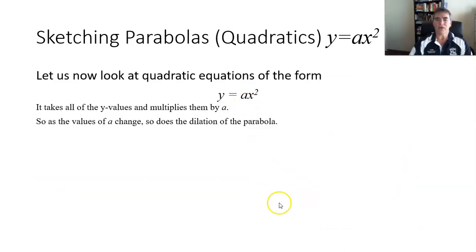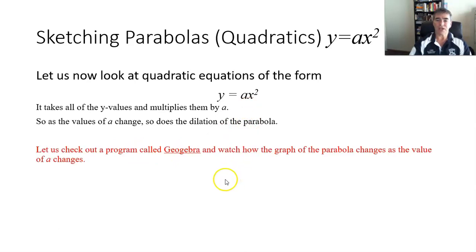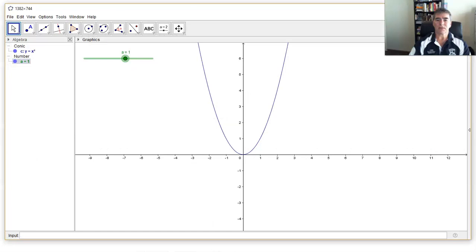So what I'm actually going to do now is we're going to have a look at how a actually changes the dilation of the parabola using a program called Geogebra, which is a very good curve sketching program. So I'm going to call that up, and we're going to have a look at what that actually looks like. So here's our most basic parabola. If you look over here, y equals x squared. My a value is 1, so that's 1x squared, and we know we don't need the 1 out the front.